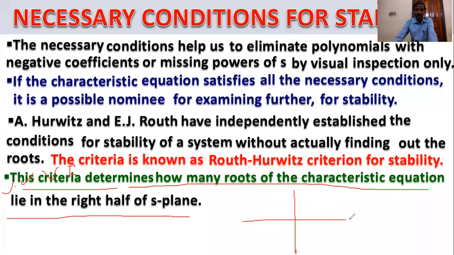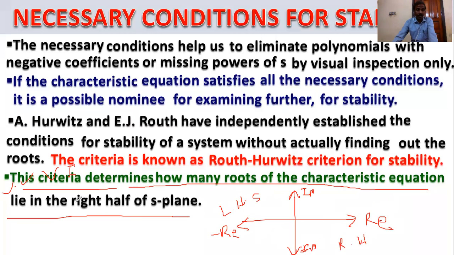Suppose this is the real axis, this is the imaginary axis, positive, and this side is the negative real axis, and this is the negative imaginary axis. This is the left hand side and this is the right hand side.